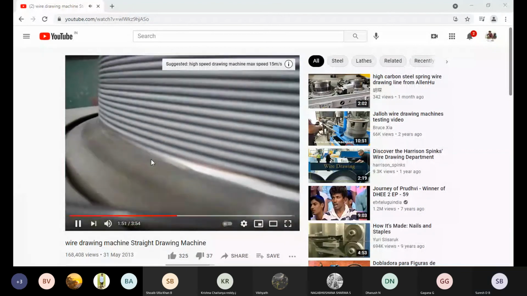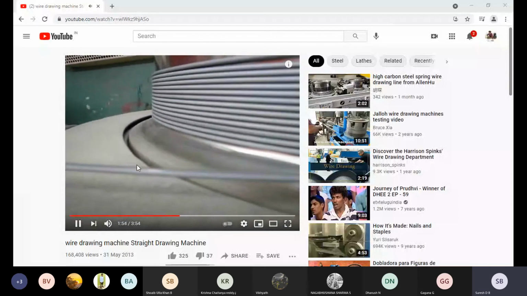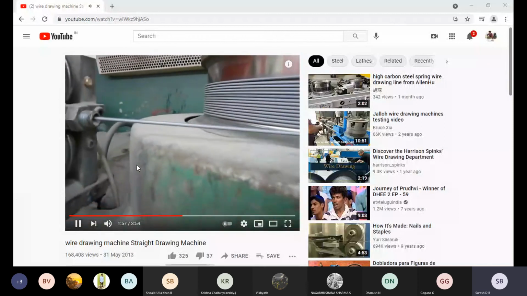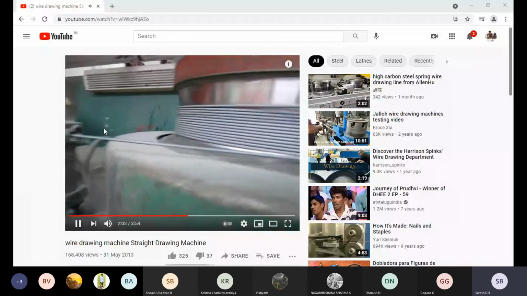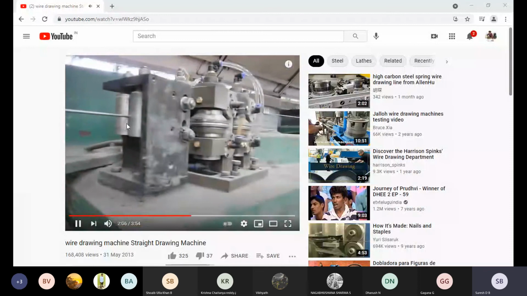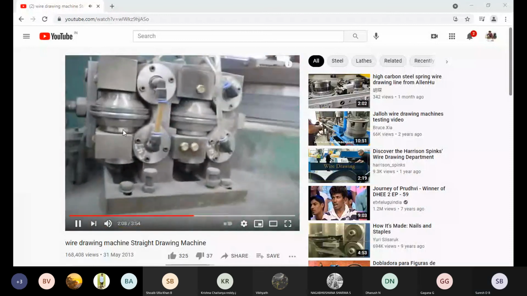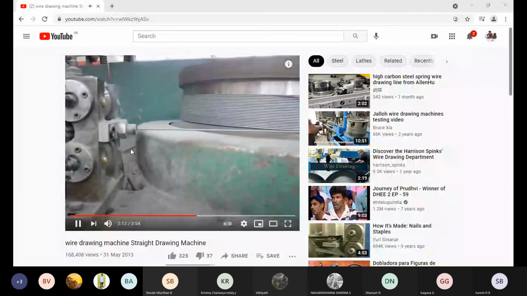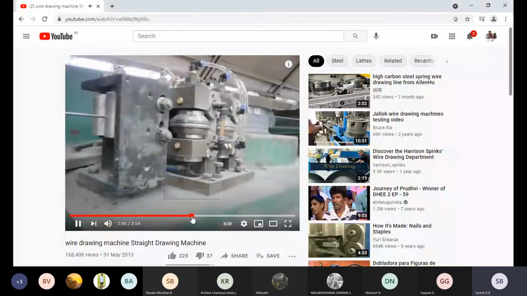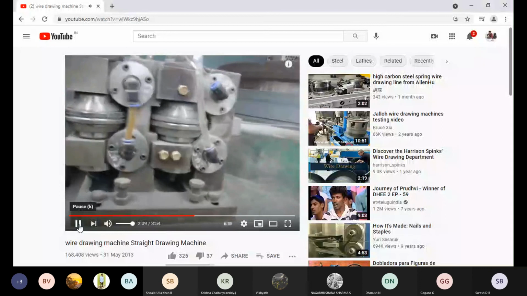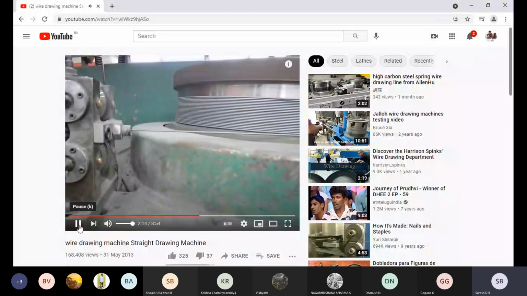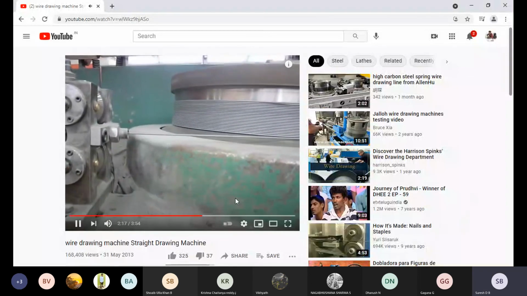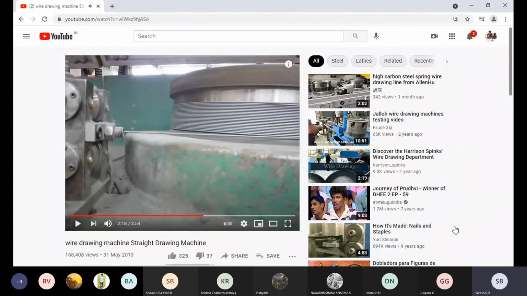Okay, like that. Here, for a larger diameter of wire, again they can introduce one more operation or one more die. See here, these two are called dies. See here, in between two dies, how to reduce their diameter. Like that they can do manufacturing in continuous operation.